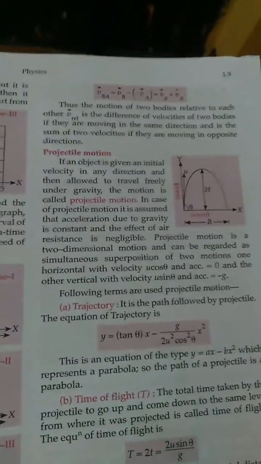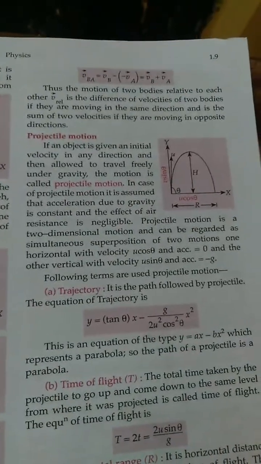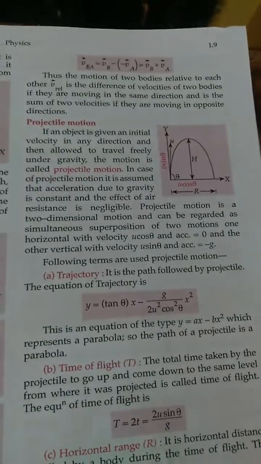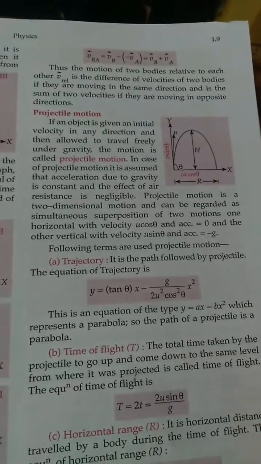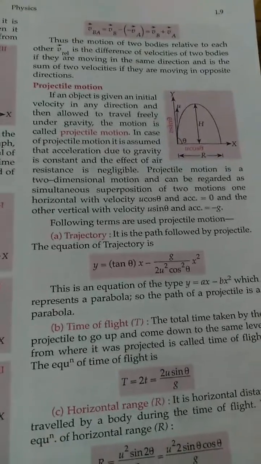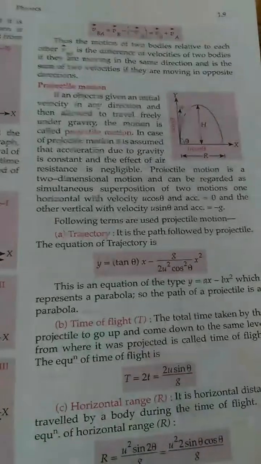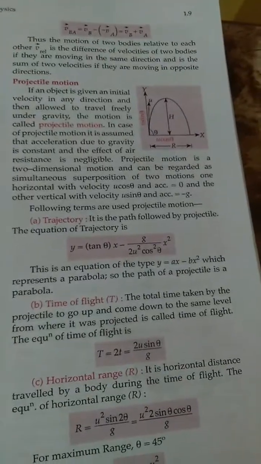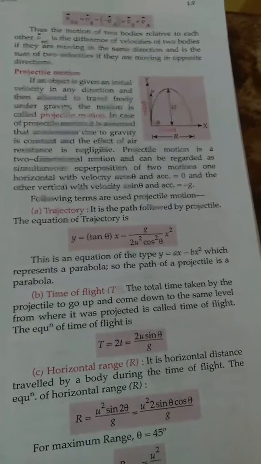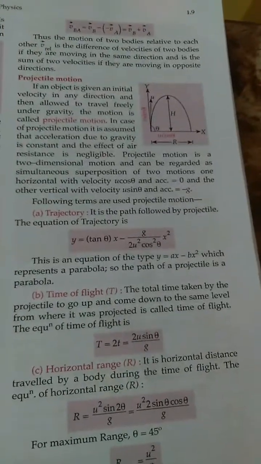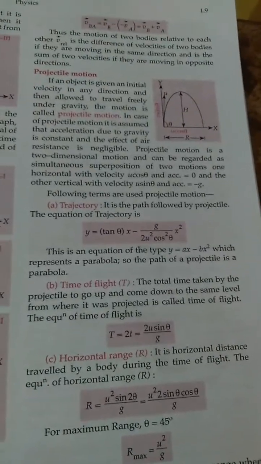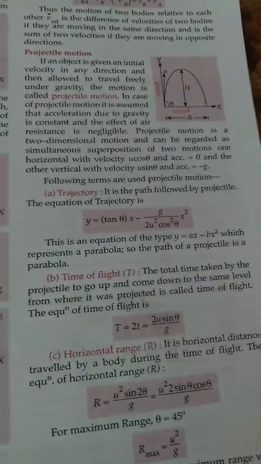Projectile motion. If an object is given an initial velocity in any direction and then allowed to travel freely under gravity, the motion is called projectile motion. In case of projectile motion, it is assumed that acceleration due to gravity is constant and the effect of air resistance is negligible. Projectile motion is a two-dimensional motion and can be regarded as the simultaneous superposition of two motions, one horizontal with velocity u cos theta and acceleration equal to 0, and the other vertical with velocity u sin theta and acceleration minus g.